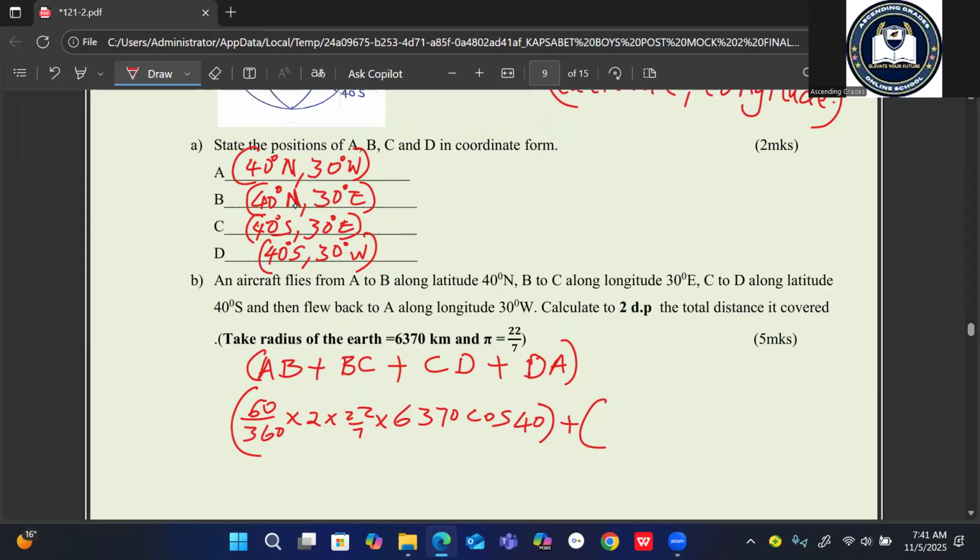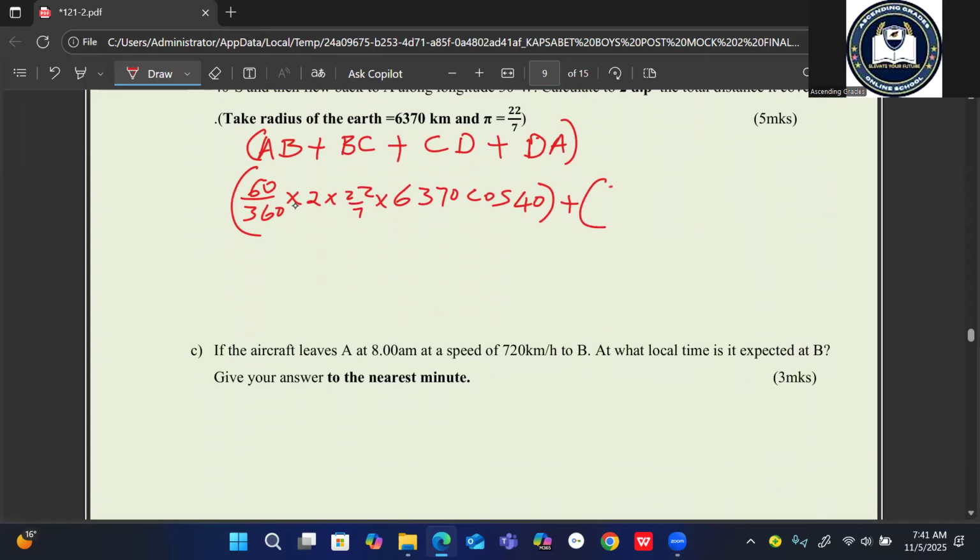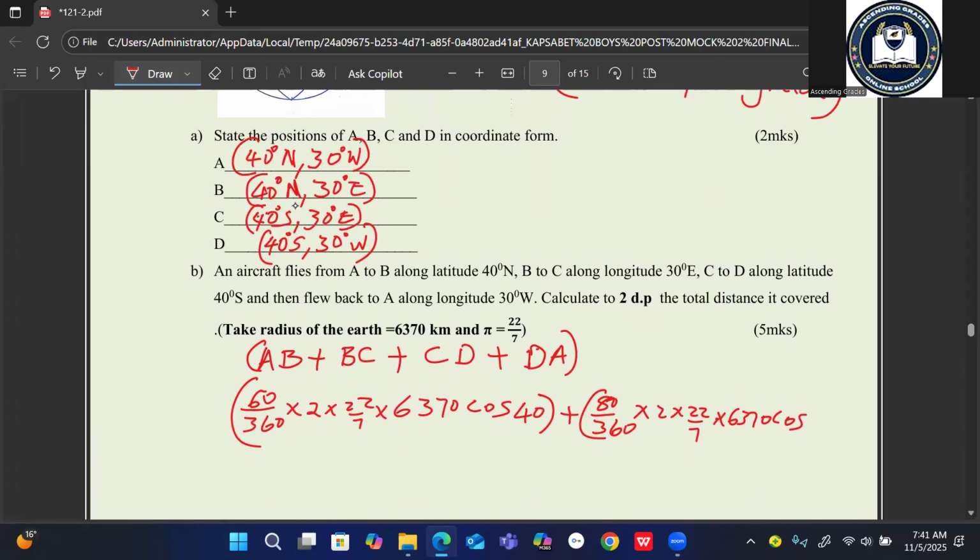Whereby BC, they are sharing the same longitude of 30 degrees east. So the difference in latitude will be 40 degrees plus 40, whereby we'll have 80 out of 360 times 2 times 22 out of 7 times 6,370, then cos, they are sharing the same longitude, that is cos 30.